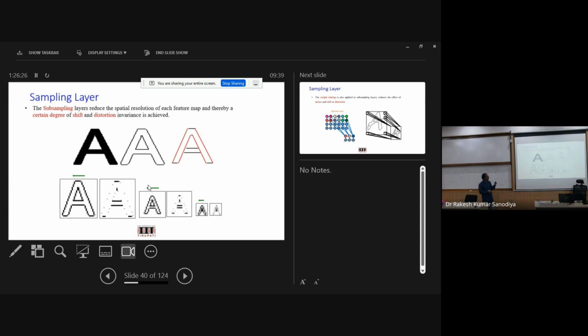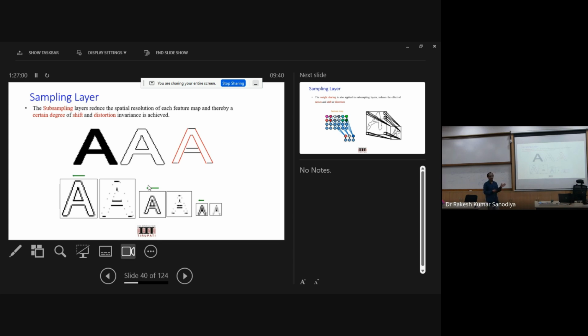And the sampling layer: what is the key role of the subsampling layer? It is to compactly represent the information of the features that are extracted through convolution. As you can see, for humans, if you see this and this, we can't really say it is A, it is very difficult. But here it is reasonably simpler. So when you compactly represent, the major information is not lost.